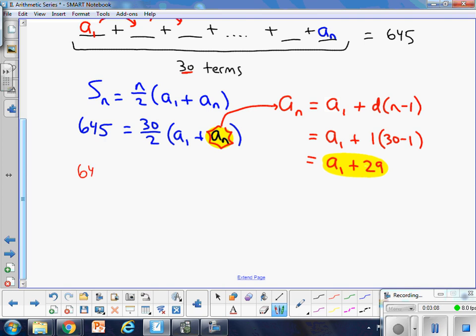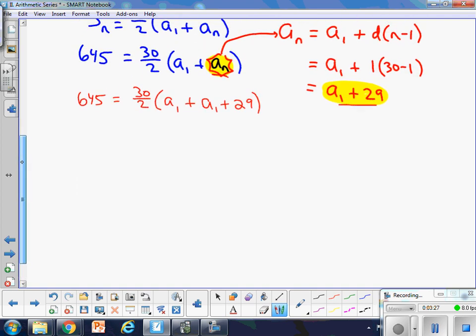Okay, so let's do some simplifying. So 645 equals 30/2 times a1. Here's my substitution. Instead of a sub n, I'm putting a1 plus 29. That was the substitution from right here. So now it looks like there's only one missing term, a1, that we don't know. It's only one variable, so we should be able to solve that algebraically by doing some simplifying. So 30/2 is 15. If you notice in the parentheses, there's a1 plus another a1, so that's 2 a1s plus the 29. And we should be able to work through this and solve for a1.